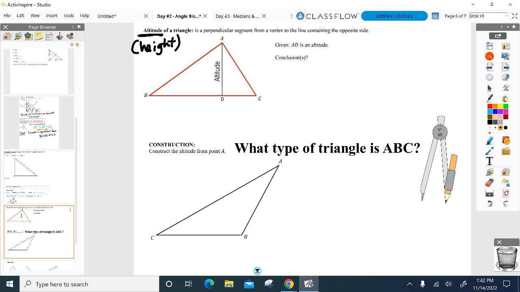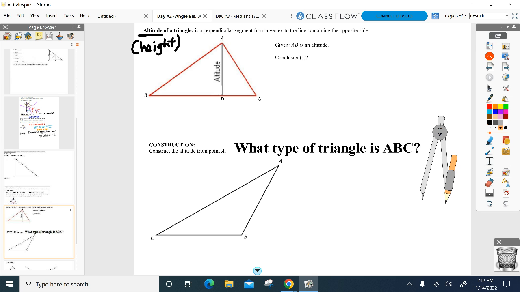So here's an altitude. It is a segment in a triangle. It starts at a vertex. It has to start at a vertex. And it's drawn to the opposite side, so it's perpendicular to the opposite side. Let me say that again. Every altitude starts at a vertex and will be drawn perpendicular to the opposite side.